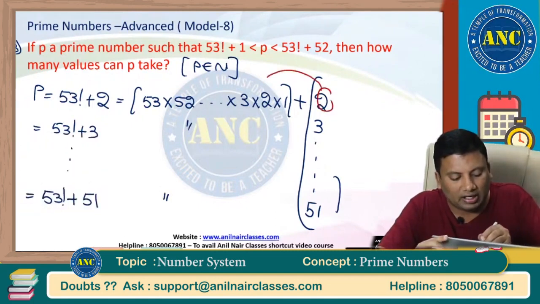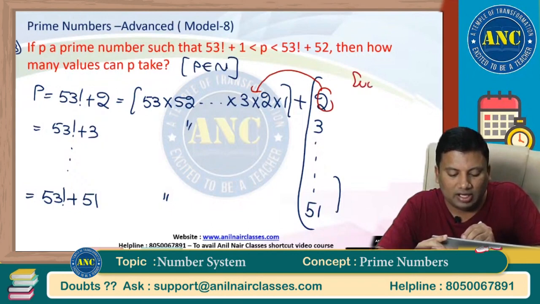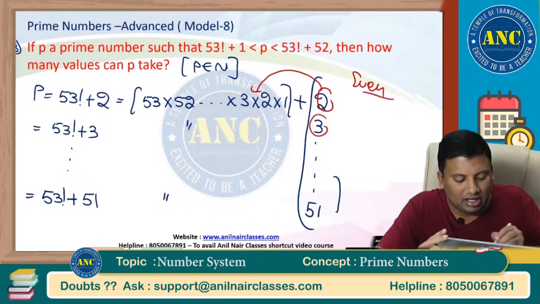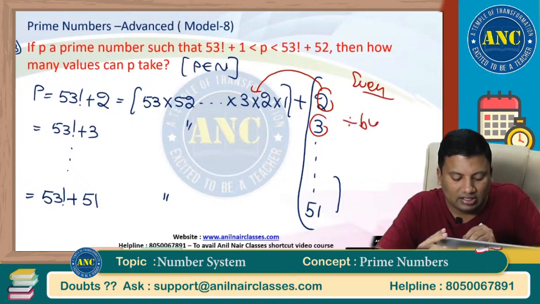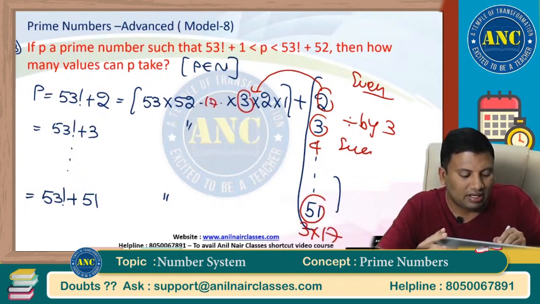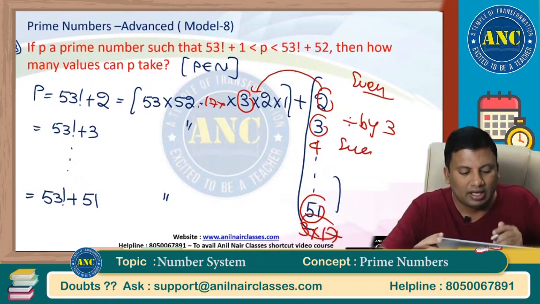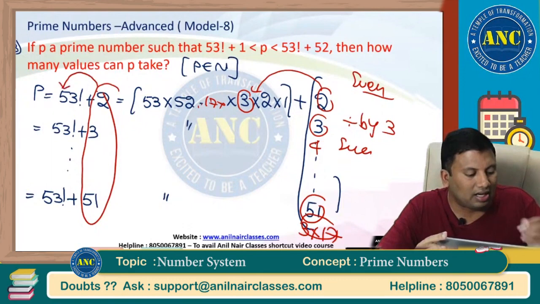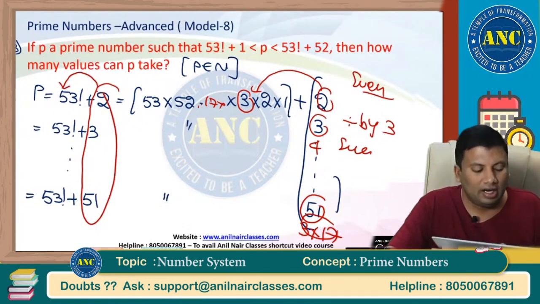2 is a part of this number. Even plus even is even, right? It is not possible. 3: this is divisible by 3. The answer is divisible by 3. Even plus even is even. 51 is 3 into 17. 3 is present here, and 17 is also present here. Every value that it is taking is actually a part of the factorial, or it's a factor.